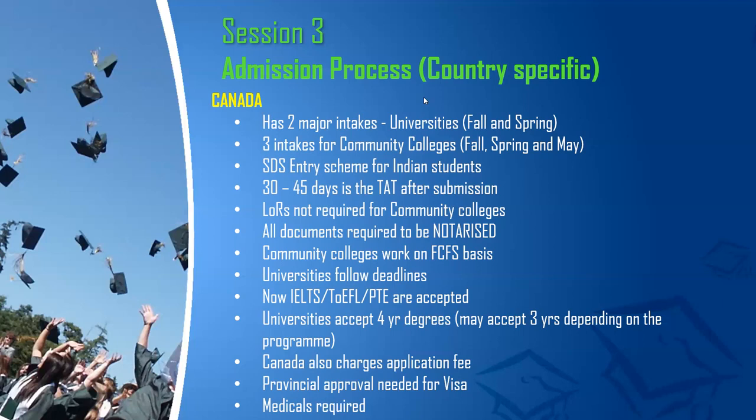Canada also charges an application fee, whether it's community college or university, private or public, they charge you an application fee. Now, from next month onwards, for the September intake, any student who's applying for admission into Canadian institutions needs a provincial approval letter before they can go for a visa. That means once the offer letter is issued by the university or college or institution, you need to do a separate procedure of applying to the provincial government to get an approval for your admission. Only then your visa comes through.